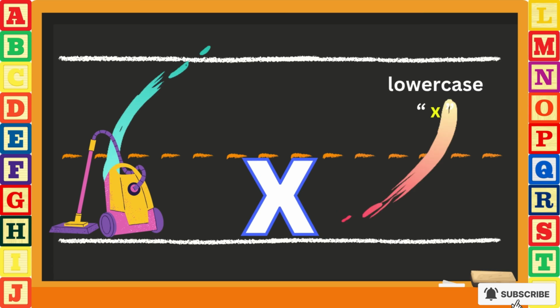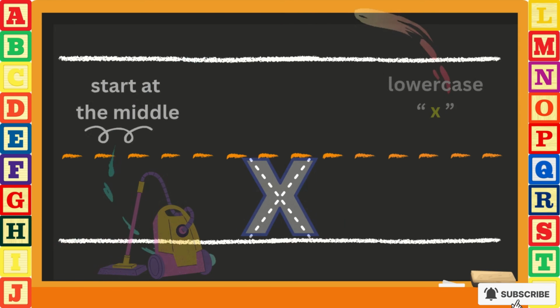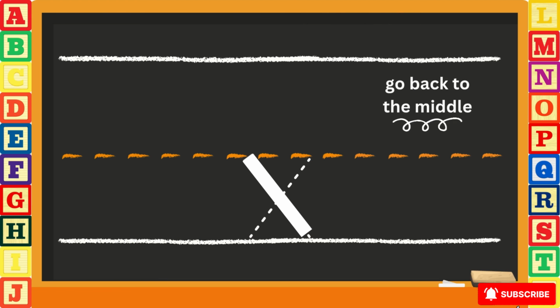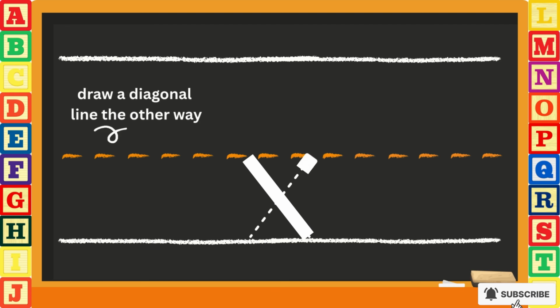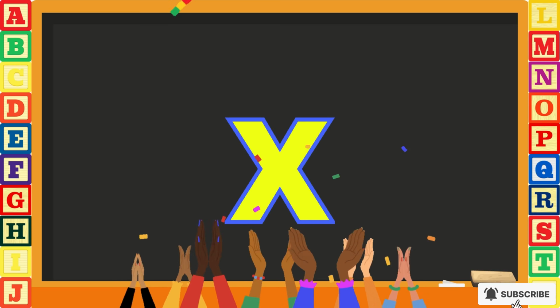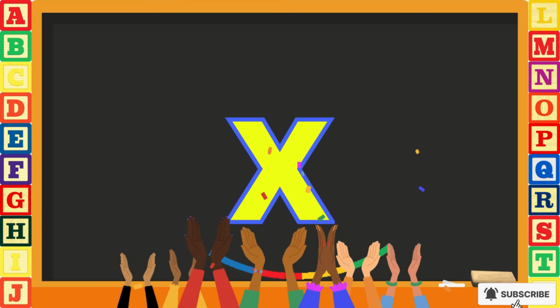Now, let's write the small letter X. We call this lowercase x. Start at the middle and do a diagonal line down. Go back to the middle and do a diagonal line the other way. Fantastic work, kids! Now it's your turn to try.